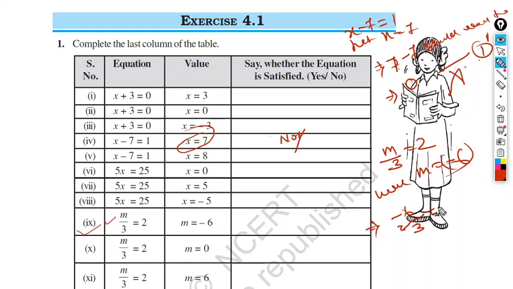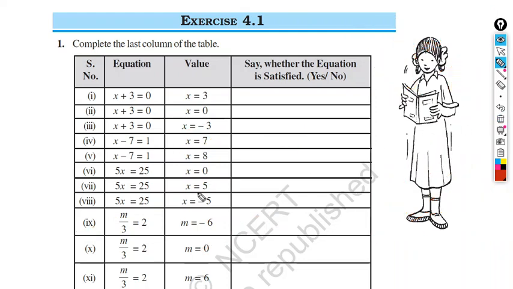So minus 6 divided by 3 equal to what? Minus 6 by 3 equal to minus 2, which is not equal to 2. Is minus 2 equal to 2? Minus 2 is not equal to 2. Hence, this equation is also not satisfying. So again you can write no. Okay, we will move to one equation which should satisfy.